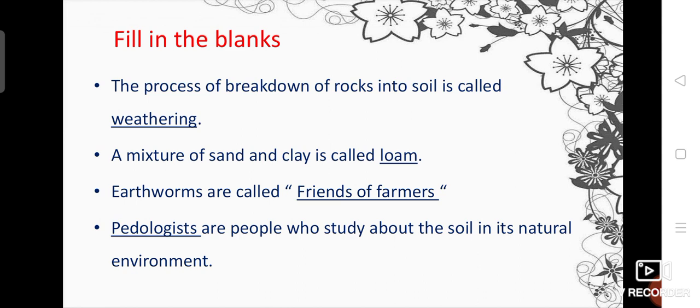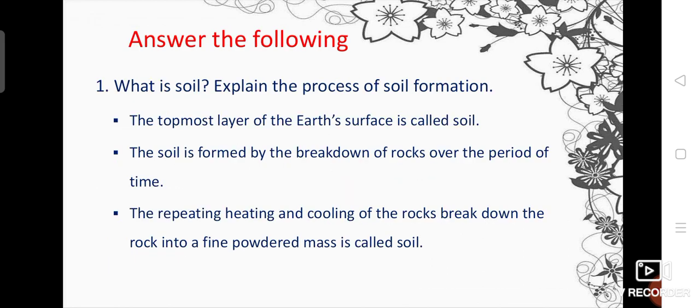Pedologists are people who study soil in its natural environment. One who studies or deals with soil is called a pedologist. Answer the following. First question, what is soil?